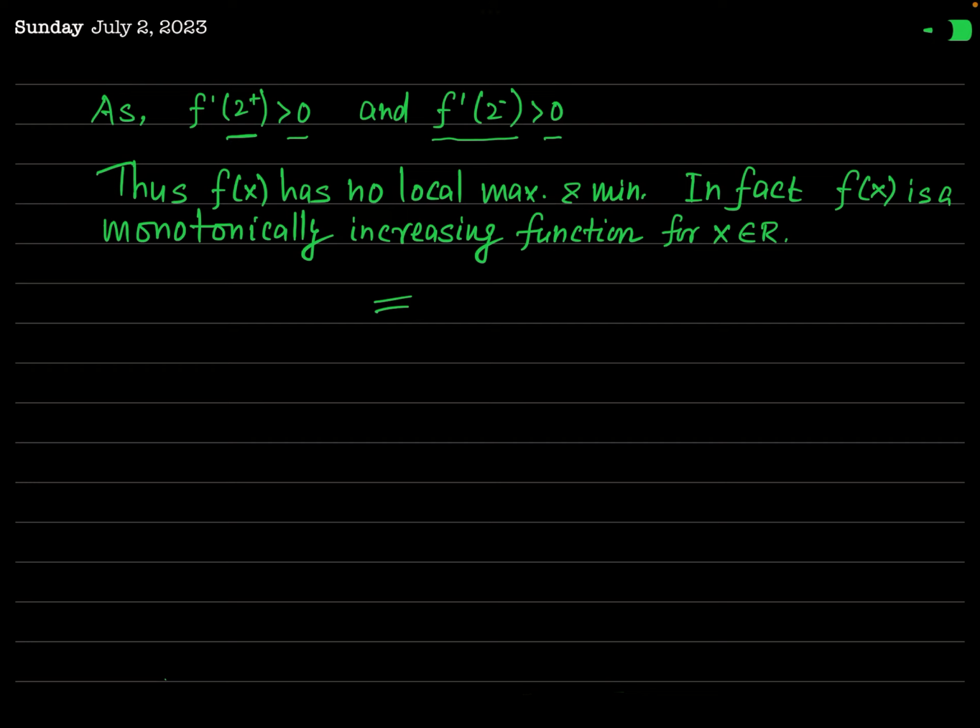So you can say that the first order derivative of our function, f dash of x, does not change its sign while passing through the point x equal to 2, where f dash of x is equal to 0. And so you can say that this function f of x has no local maxima or minima. Okay, and as I have told you, actually this function given in our problem is just a monotonically increasing function for x belonging to R.